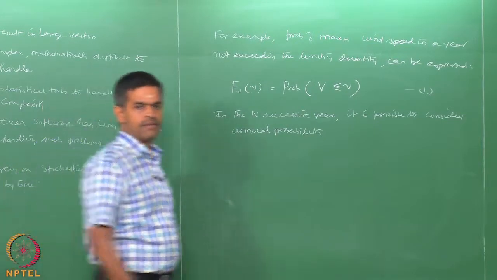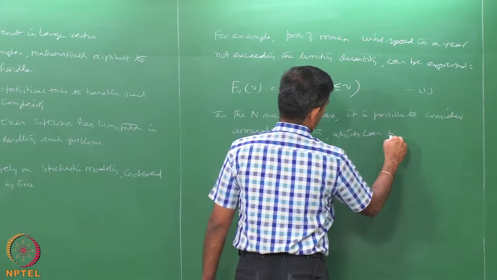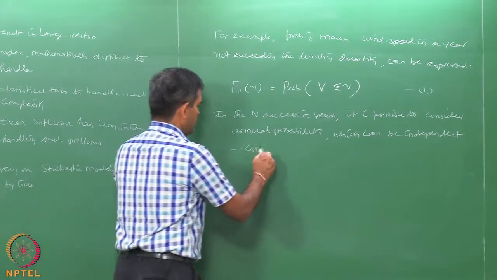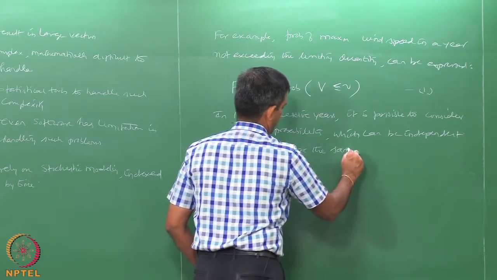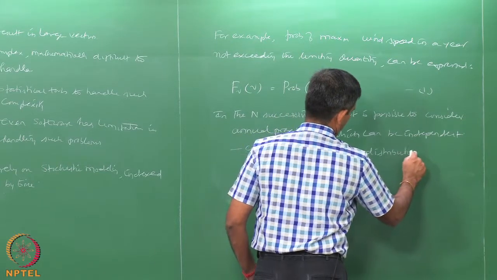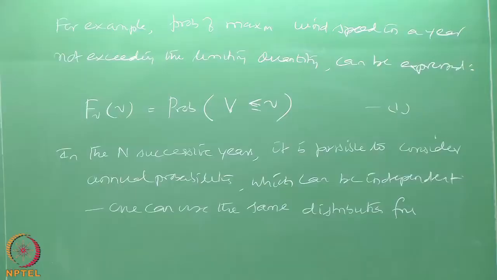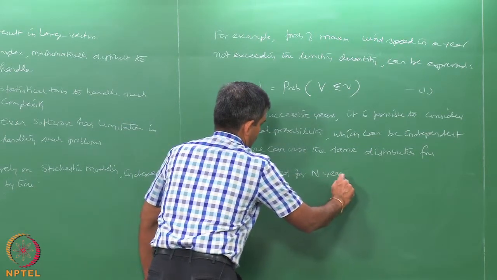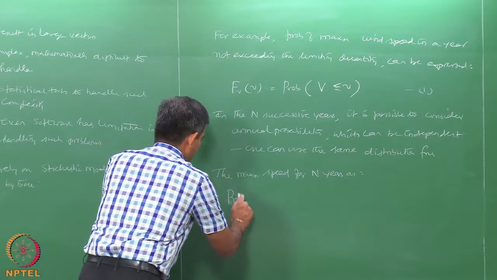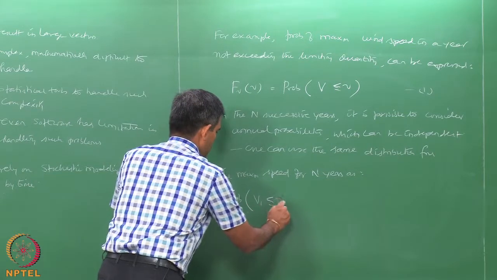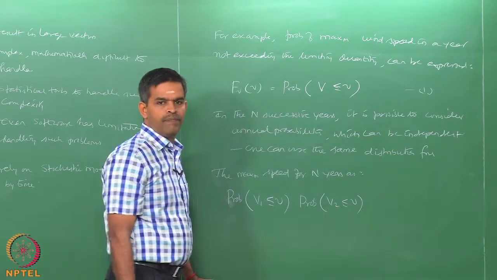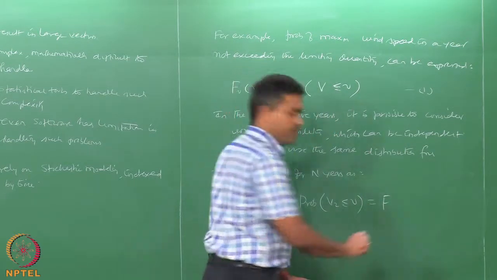Which can be independent. Of course, one can use the same distribution function, so therefore, one can model the maximum speed for n years as the probability of V1 less than V, probability of V2 less than V, which is as good as a function of V to the power n.